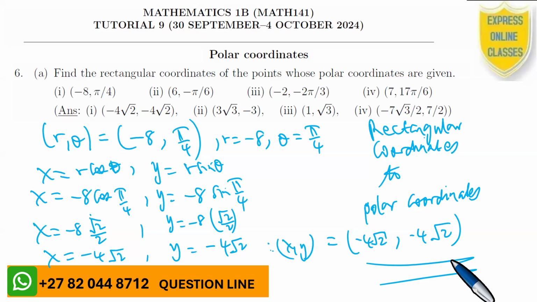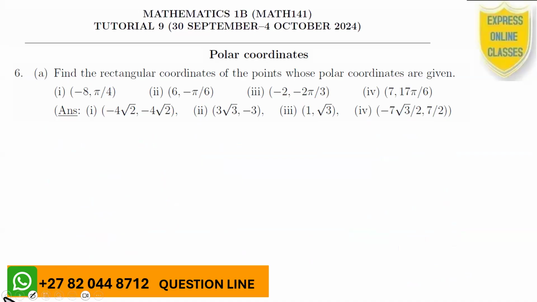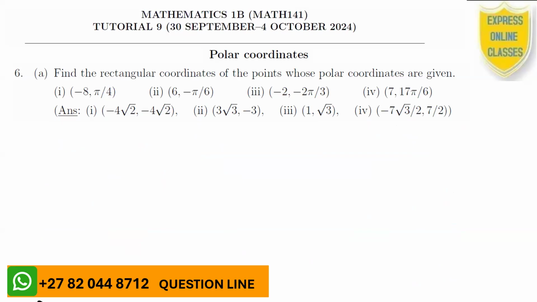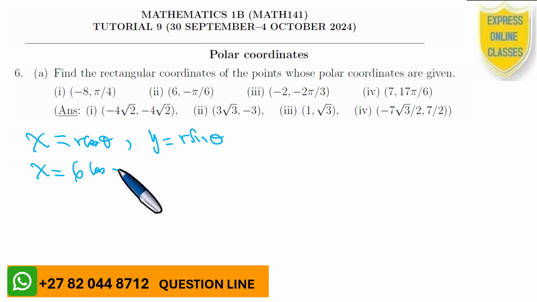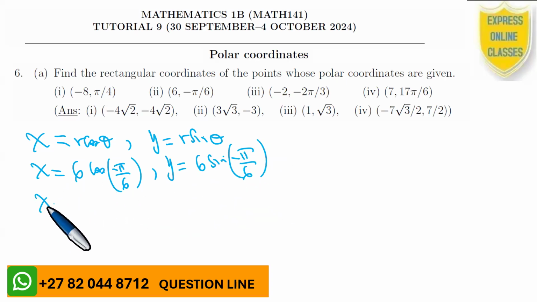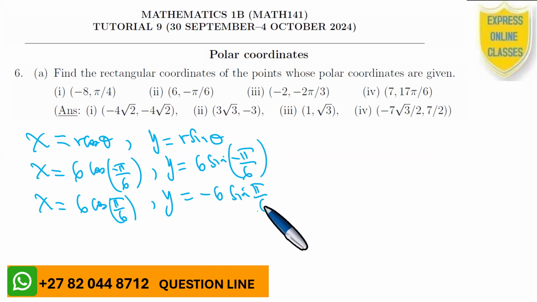Let's move on to the next question. Okay, we're going to look at the second Roman figure. So at this point, we have x equals r cosine theta and y equals r sine theta, which is 6 cosine of minus pi over 6, and 6 sine of minus pi over 6. This one is the same as the cosine of pi over 6, and in this one the negative goes out, making it minus 6 the sine of pi over 6.